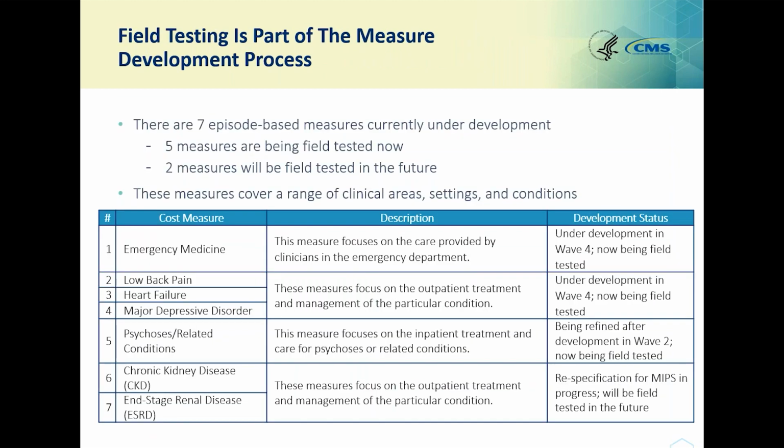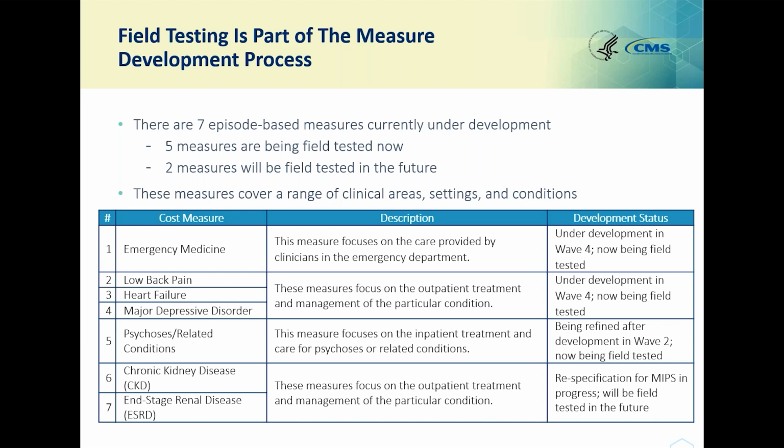There are currently 7 more episode-based cost measures in development. The measure development contractor uses a process based on cycles or waves of developing a number of measures at the same time. The current wave of development is the 4th set of episode-based measures and covers a range of clinical areas, settings, and conditions. The first 4 measures listed here are being developed in wave 4 and are currently undergoing field testing.